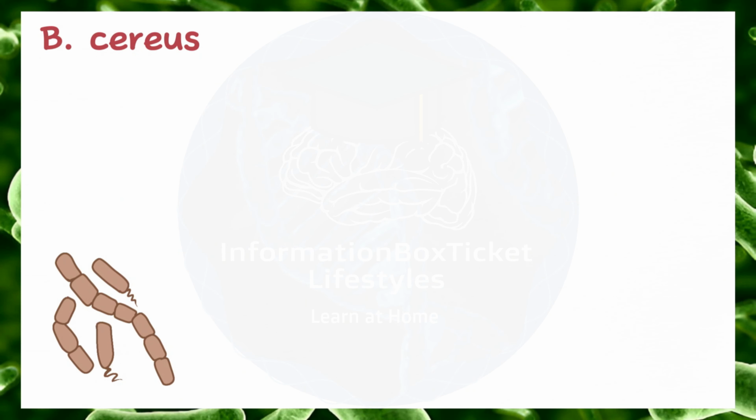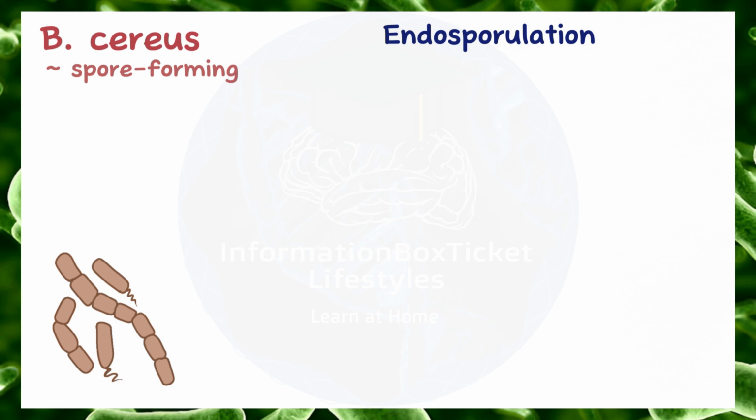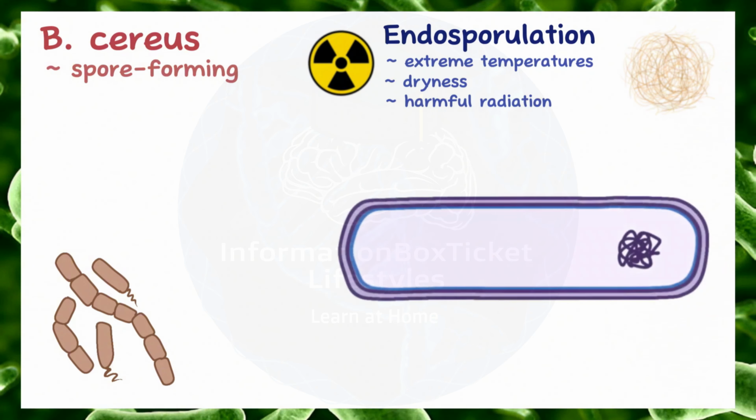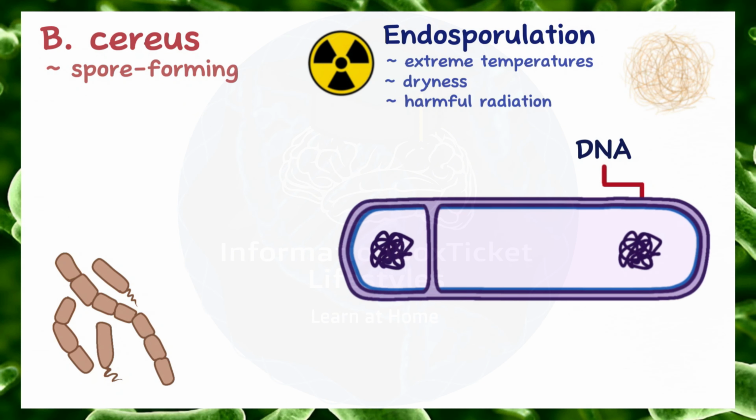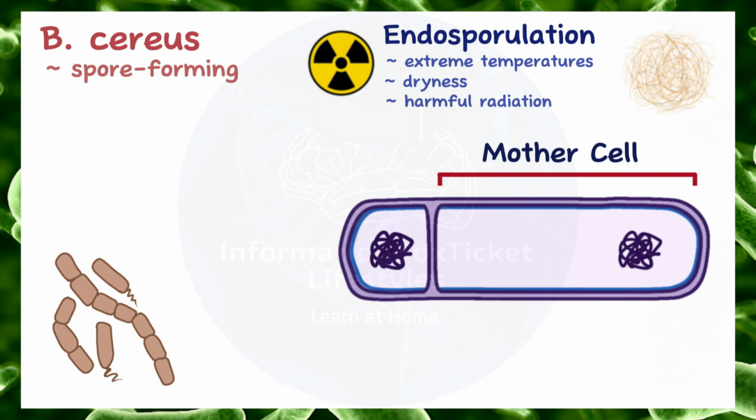Finally, Bacillus cereus is a spore-forming bacterium, capable of undergoing endosporulation when it senses environmental threats, such as extreme temperatures, dryness, or harmful radiation. During endosporulation, the bacterium first replicates its DNA, then forms a wall inside the cell, isolating a portion that we can call the mother cell.